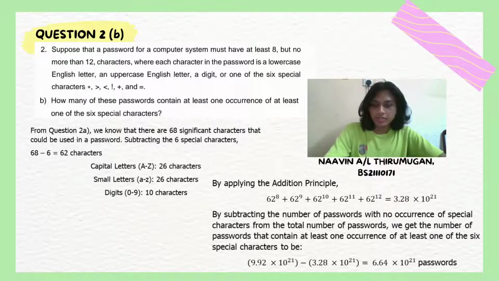So this number is the number of passwords without occurrence of special characters. By subtracting the number of passwords with no occurrence of special characters from the total number of passwords, we get the number of passwords that contain at least one occurrence of at least one of the 6 special characters to be 6.64 times 10 to the power 21 passwords.